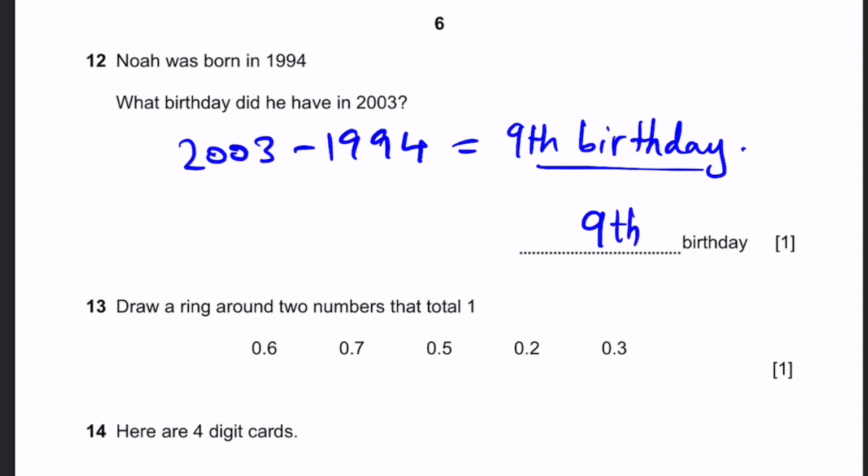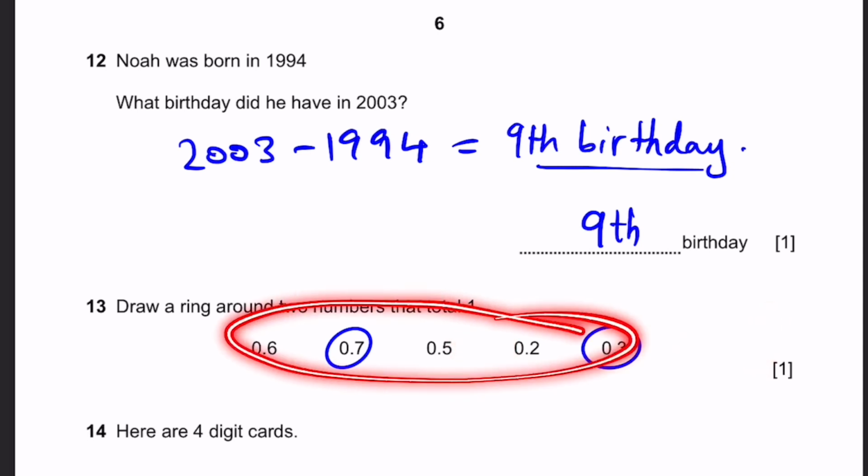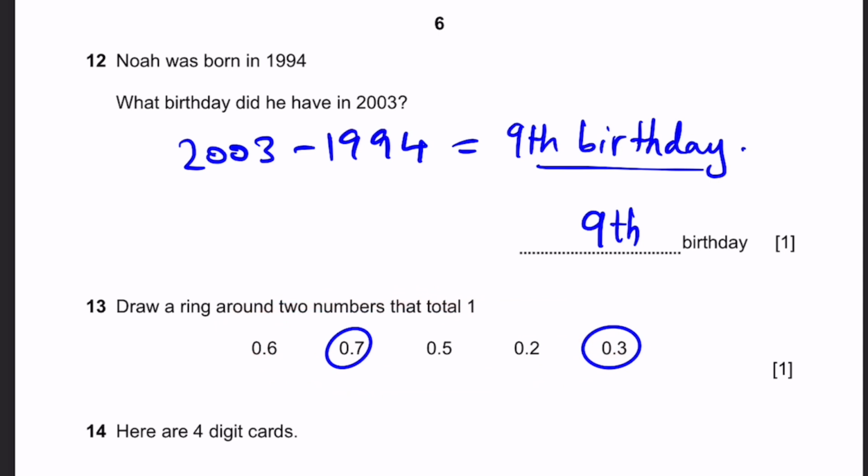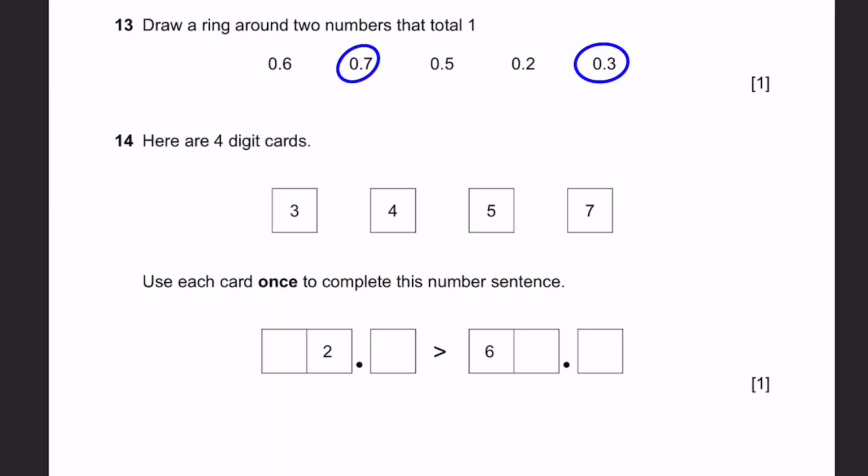Question 13. Draw a ring around two numbers that total 1. There's only one possible answer, which is 0.7 and 0.3. If you add these up, you get 1. The others, they do not total 1 if you take a group of any two numbers and you add them up.